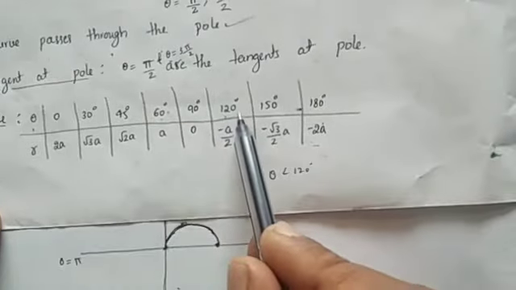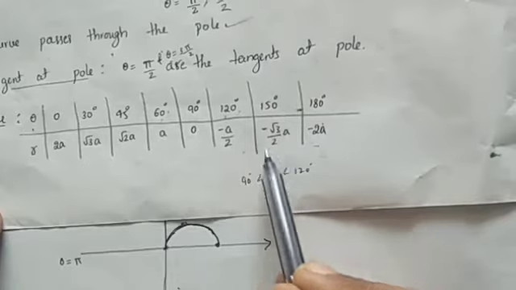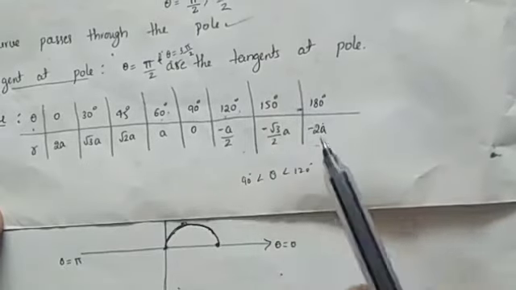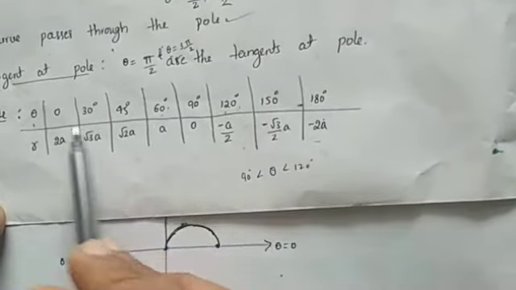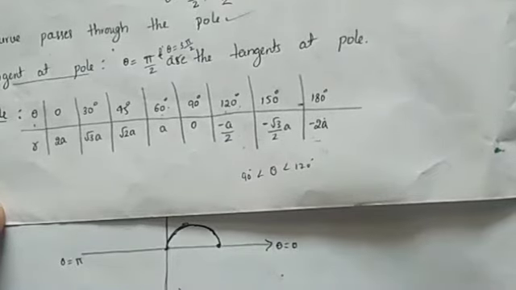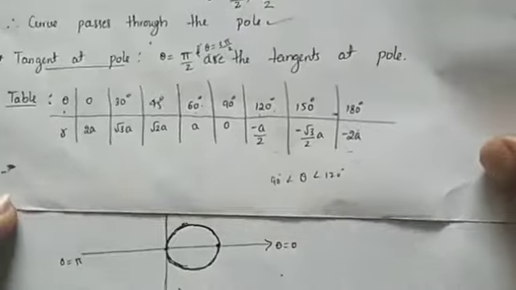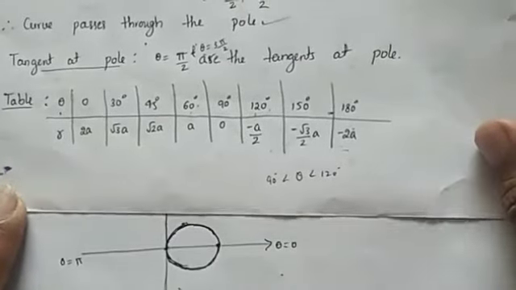For the theta values 120 degrees, 150 degrees and 180 degrees, the r is negative. Hence, there is no region of the curve in the second quadrant. The curve is symmetric about the x-axis, so we draw the curve like this also, and the tangents at the other points.